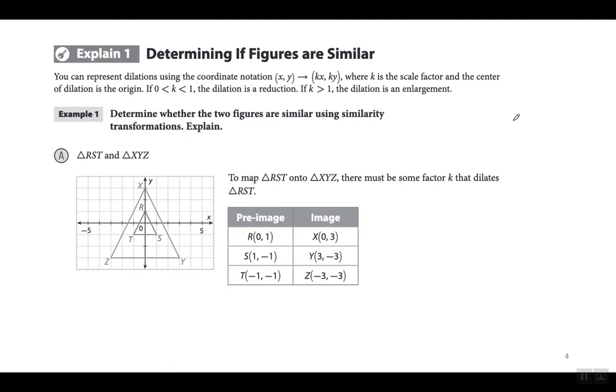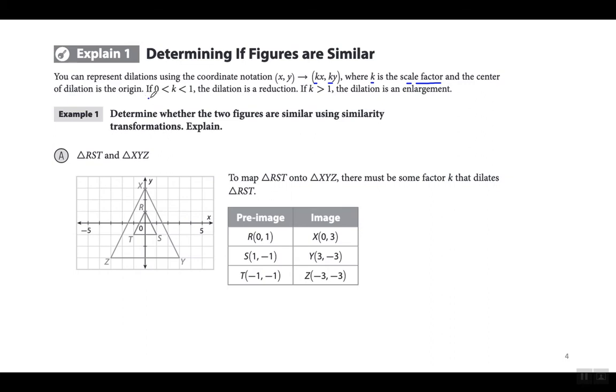All right, so look at this example. In this example, it says you could represent dilations using the coordinate notation. Notice something here: the letter K is important. The letter K represents the scale factor. If by any chance this looks complicated, it's not. All they're doing is saying, get the X and the Y coordinates, and you put the number that you're dilating by in front of X and Y. So K is the scale factor. And the center of dilation is the origin.